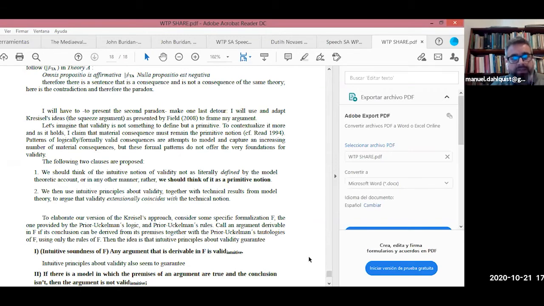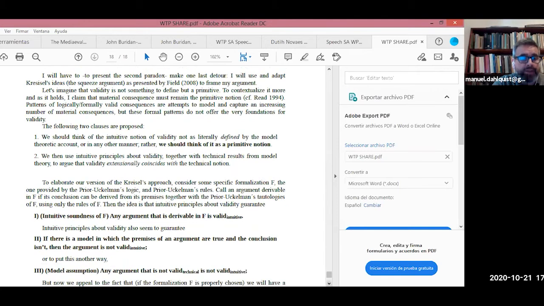Patterns of logically, formally valid consequence are attempts to model and capture an increasing number of material consequences, but these formal patterns do not offer the very foundation for validity. The following two clauses are proposed. 1. We should think of the intuitive notion of validity not as literally defined by the model theoretic account, or in another manner. Rather, we should think of it as a primitive notion. 2. We then use intuitive principles about validity together with technical results from model theory to argue that validity extensionally coincides with the technical notion.